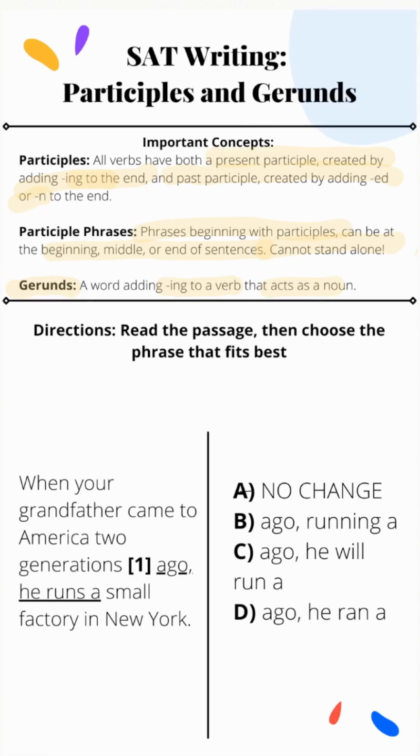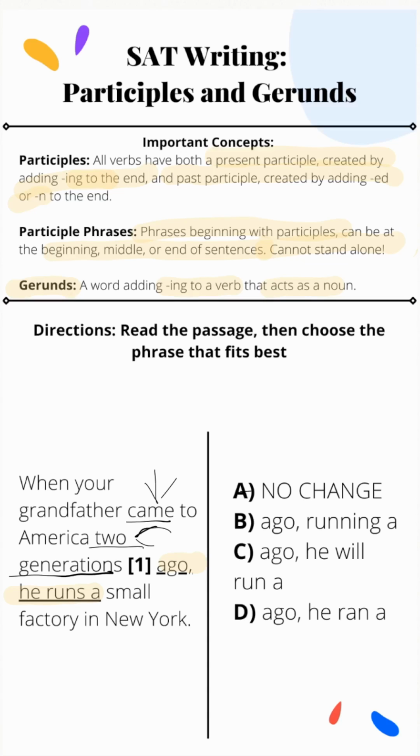So let's move on to the question at hand. "When your grandfather came to America 2 generations ago, he runs a small factory in New York." Now, first we have to understand what's going on here. "Came" is a verb in the past tense, and "2 generations ago" is indicating that things are going on in the past. So we're looking for an answer that goes in the past tense.